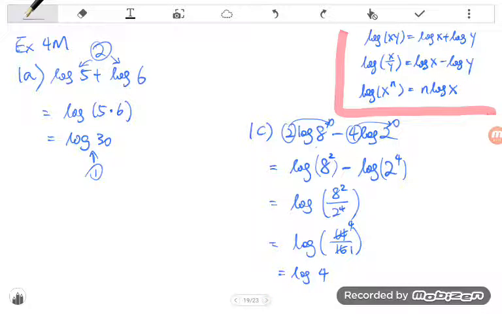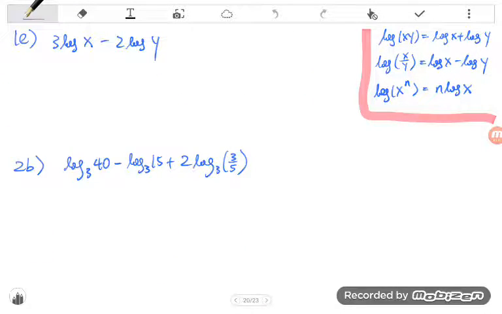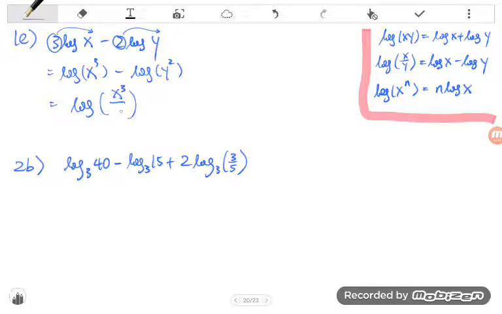Okay, let's continue. 1e: 3 log x minus 2 log y. Similarly, I'm going to bring the power up. I will have log x cubed minus log y squared. Because I have subtraction, I can combine them, and they will be a fraction, x cubed over y squared. That's my answer.